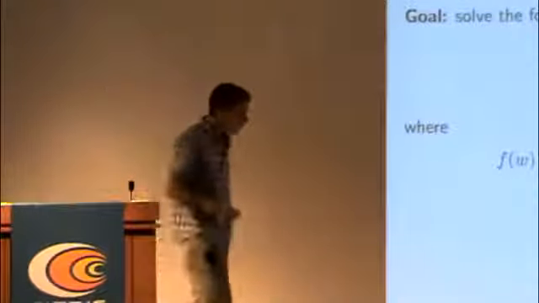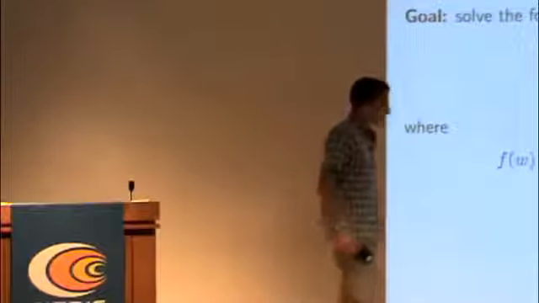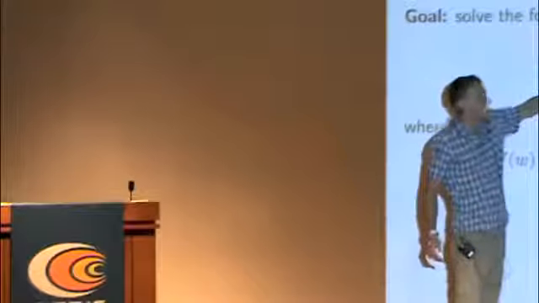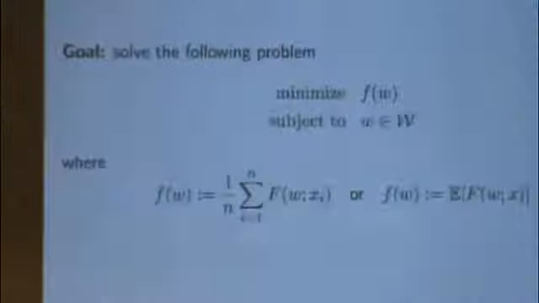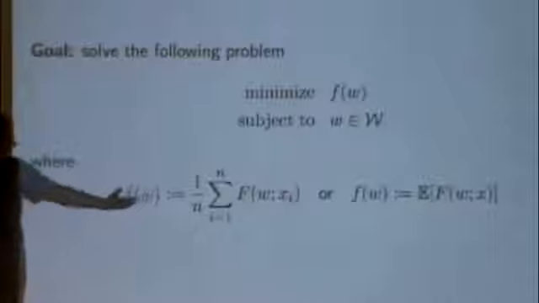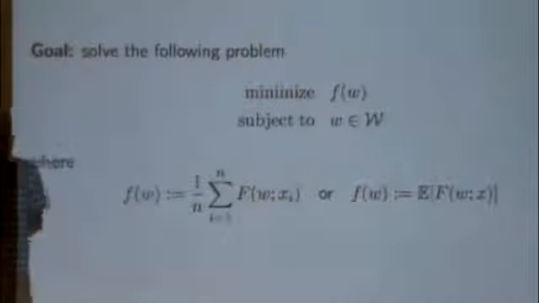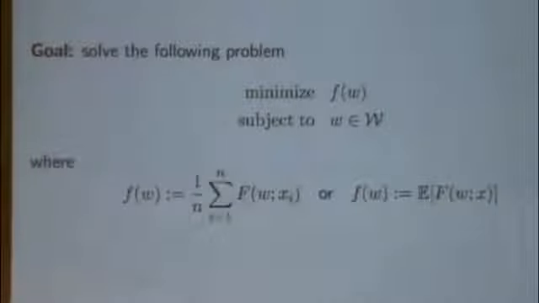Okay, so the smallest description I can give is that I want to solve the following problem, which is to minimize a function subject to some constraints on a parameter vector W. But in the problems I care about, the function f is either an empirical expectation, an average of a lot of different functions on data xi, or it's just an expectation of some loss, capital F, where I'm getting samples x from some distribution I don't know.